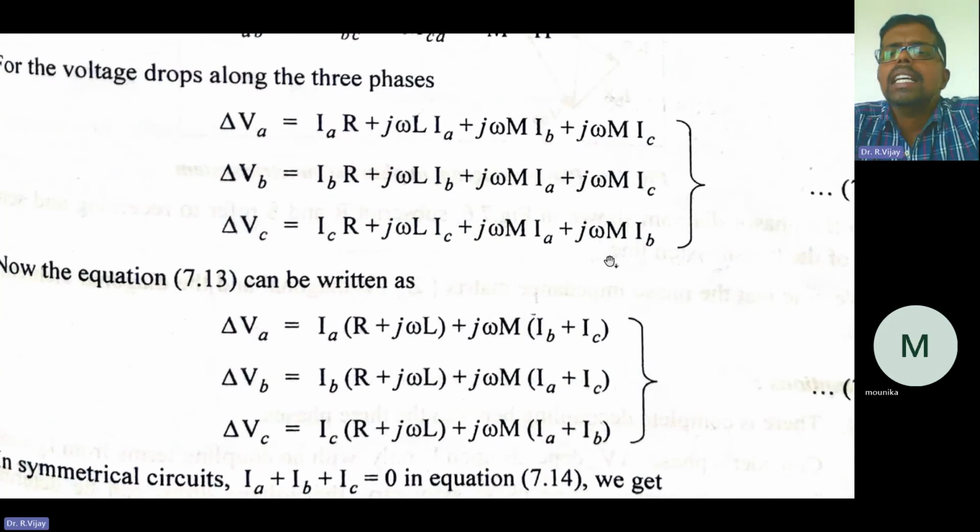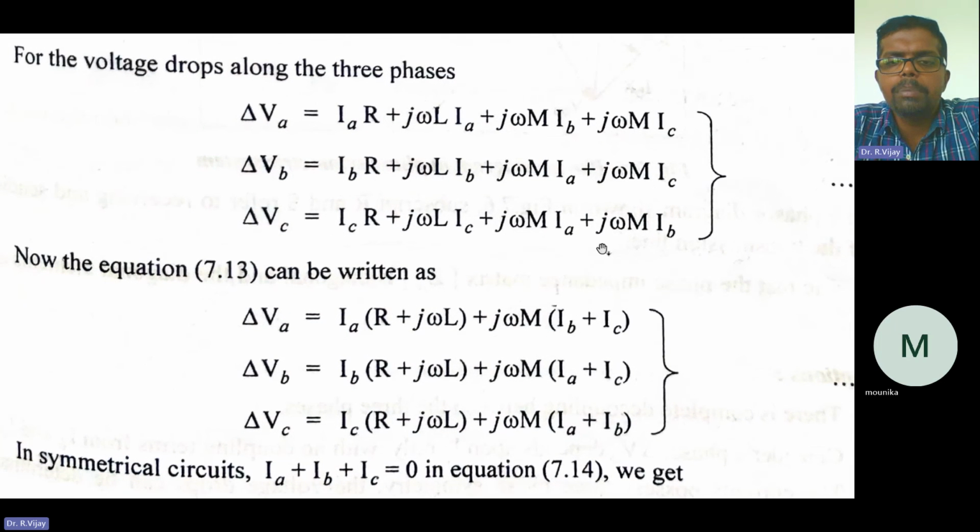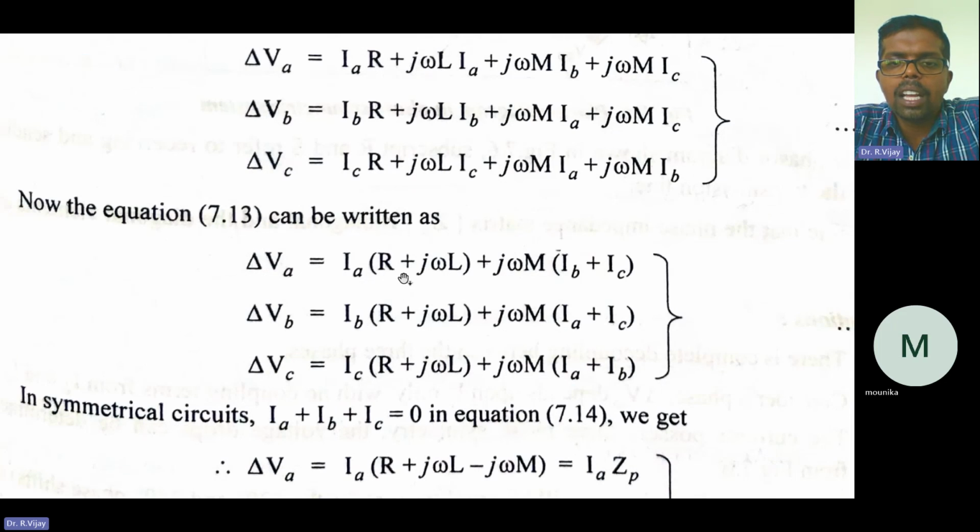Now, this previous equation can be rewritten by taking the common terms outside. Del VA is equal to IA into R plus j omega L plus j omega M into IB plus IC. So here you can see clearly, this is the self-inductance, this is the mutual inductance. That is R plus j omega L, in only one phase.